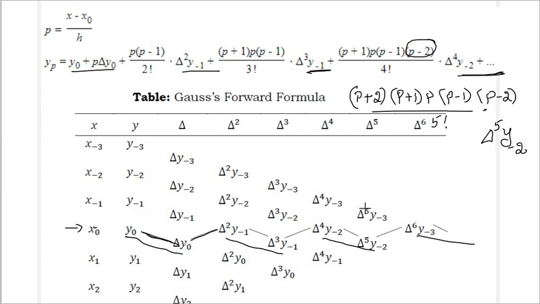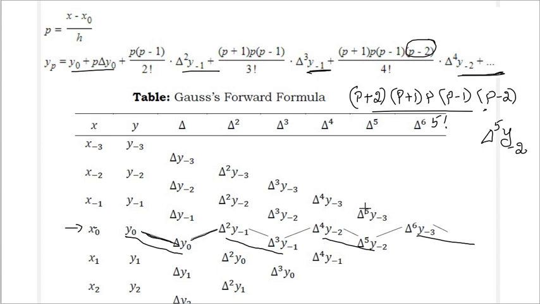Just for visibility purposes, I'm maximizing it. Here you can observe that the first term is y0 and p into delta y minus 1. But when it comes to backward, we will start with p plus 1 first, like however we do it in Newton's backward interpolation formula, it will be p into p plus 1. So p into p plus 1 by 2 factorial into delta square of y minus 1.